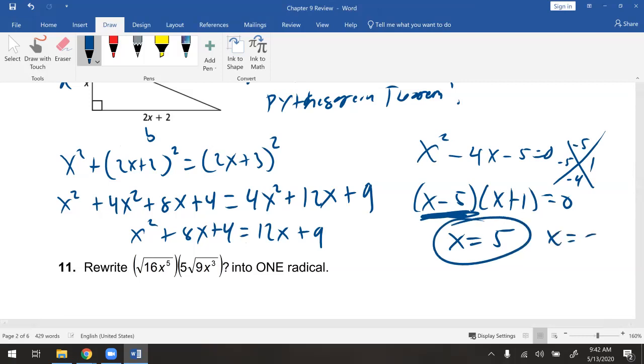The reason it's not going to be negative is because you're only using positive answers, because your dimensions are always positive.